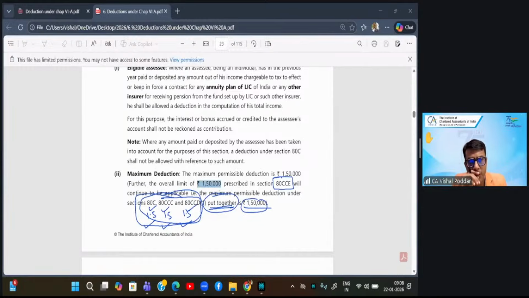Riddhi Bain is saying tuition fees 200 per month. Employer gives allowance of 100 per month. Yes, 100 gets exempted. Employee pays rupees 100 per month from his income. Will he get any deduction?